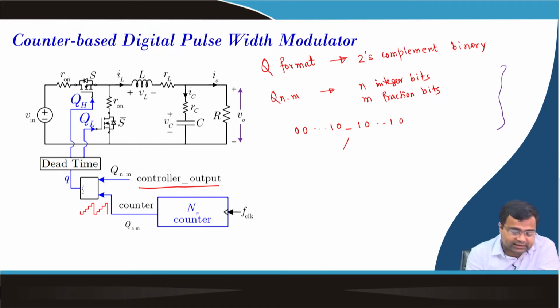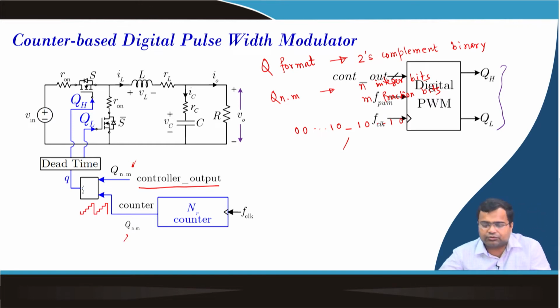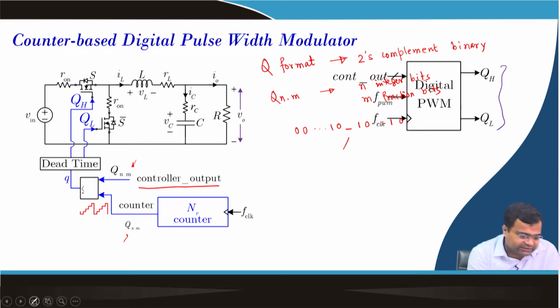We have also discussed that in a digital circuit, comparison of two numbers is simply subtraction, and we can simply check the MSB, that is enough. So, for any subtraction, we need to ensure the format of this control output and the counter must match. Okay. Now, this block we have to design. What is the next question?